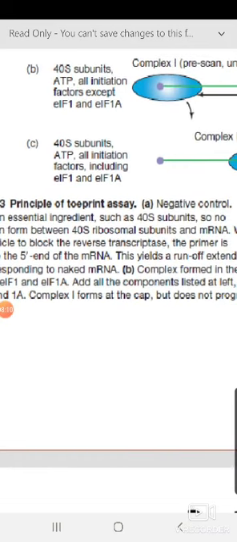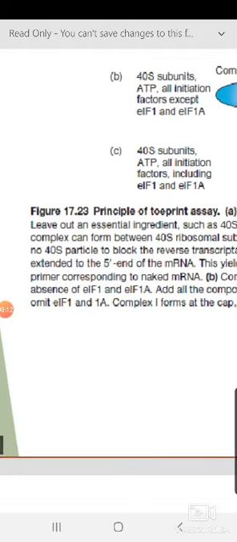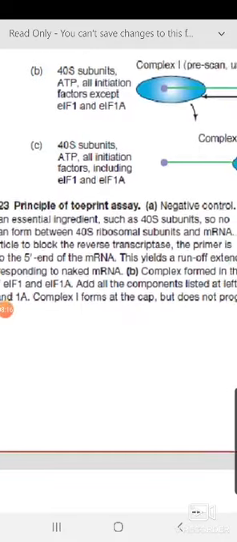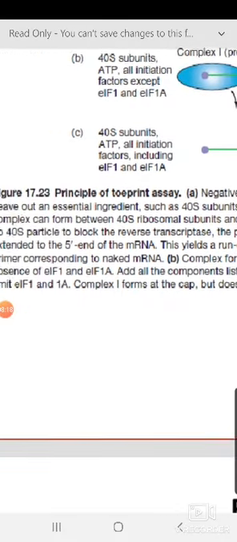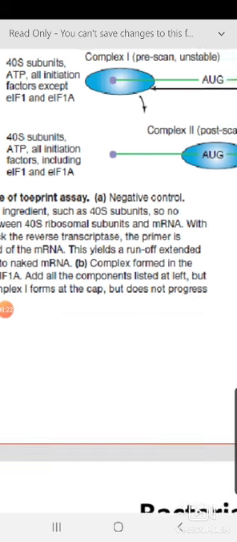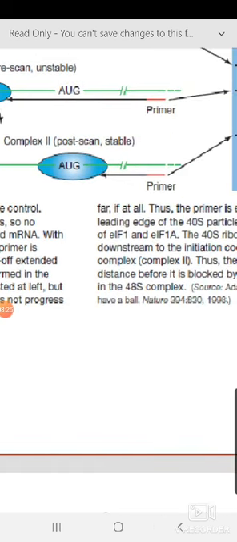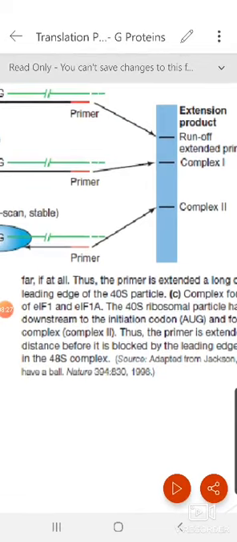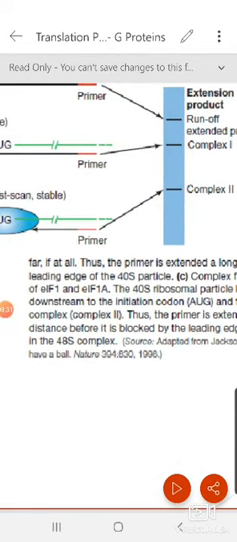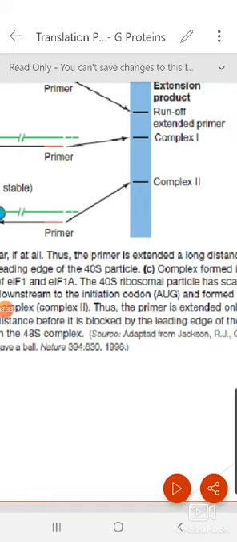B is the complex formed in the absence of EIF1 and EIF1A. Add all the components listed at left except those two. So complex 1 forms at the cap but does not progress far, if at all. Thus the primer is extended a long distance to the leading edge of the 40S particle.